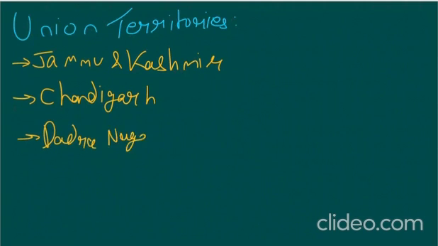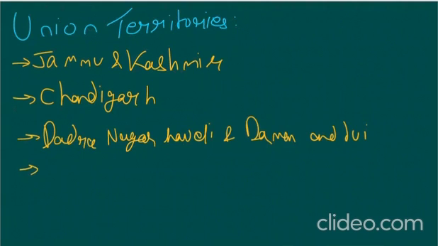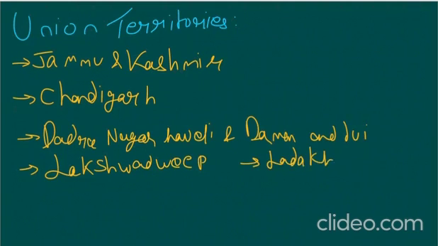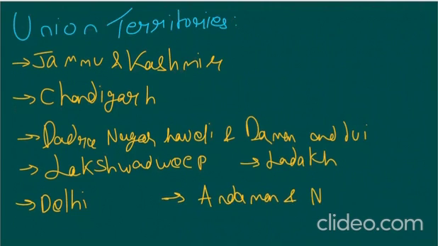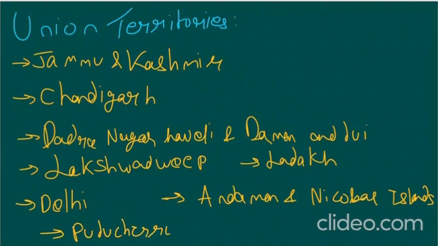Next is Lakshadweep. Lakshadweep Island is also a union territory of India. Next, one more. I don't have space, I'll write here. We have Ladakh. Then we have Delhi. And then our islands, Andaman and Nicobar Islands. And the last one is Puducherry. It's also known as Pondicherry, with various pronunciations. So these are the 8 union territories.